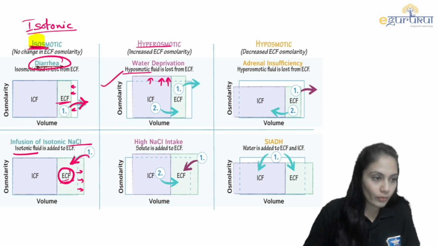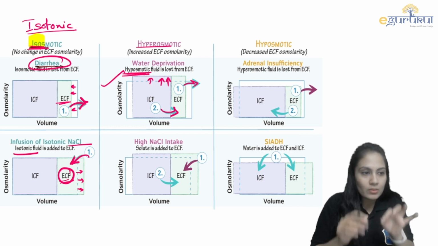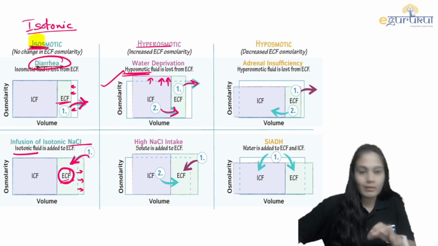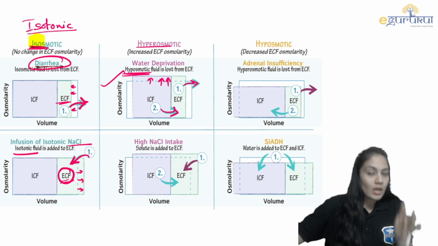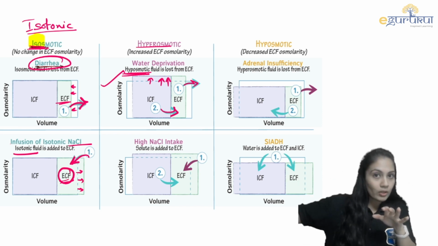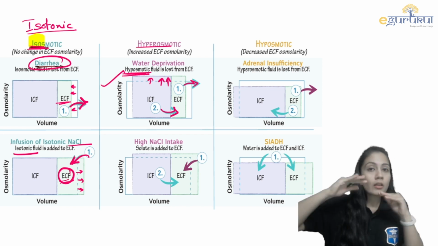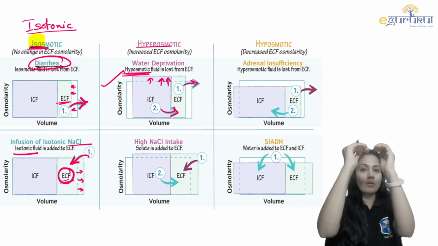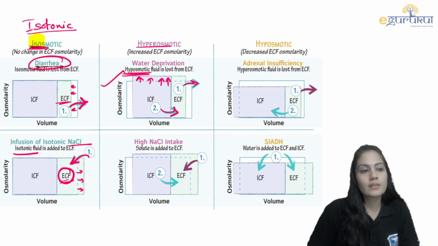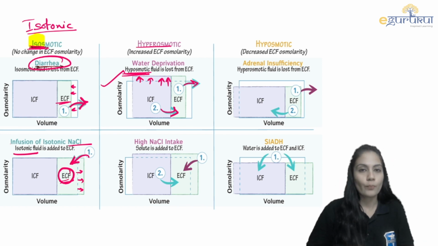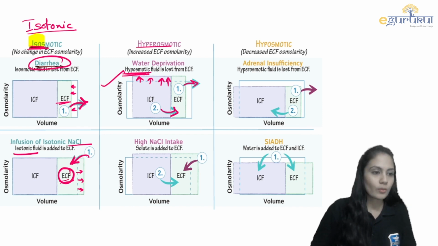Why? Now look over here, we are losing the water, and which water? Hypoosmotic. That means we are just losing the water, right? Not the solutes. Solutes are still there, but we are losing the water. If solutes are there and we are losing the water, that means per kg or per liter, the osmolarity will increase. So obviously the osmolarity is increased and volume is going to go down. Okay, volume loss will be there.